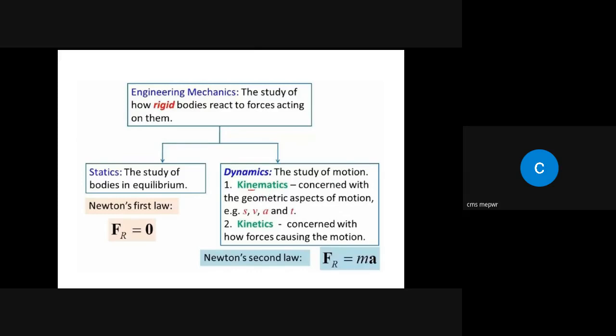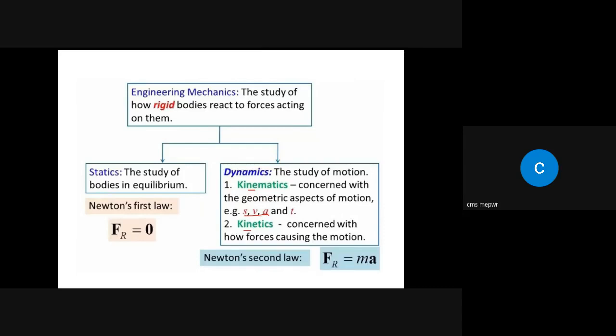So one is kinematics, and one is kinetics. In case of kinematics, we are basically concerned with the geometric aspect of motion, for example, the relationship between the displacement, velocity, and acceleration. However, in case of kinetics, we are concerned with the relationship between these types of motions and also the force which causes that motion.